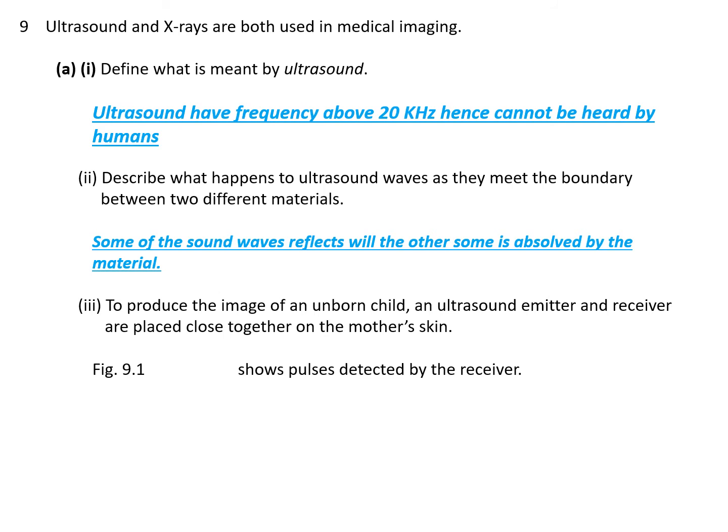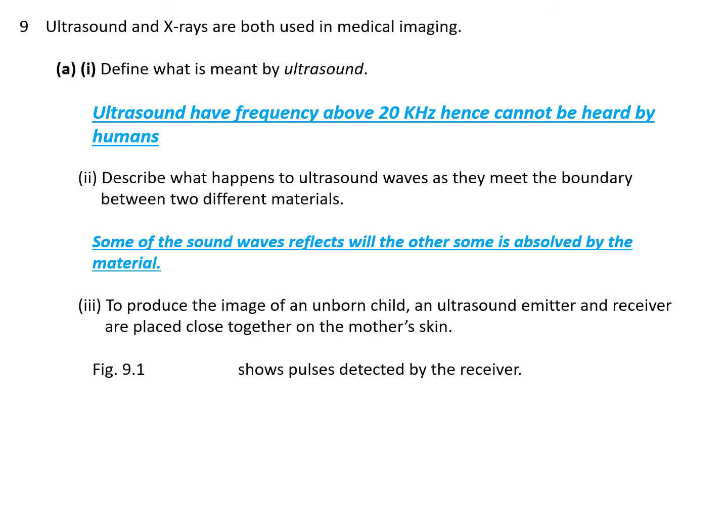Question 9. Ultrasound and X-rays are both used in medical imaging. Part A, part 1. Define what is meant by ultrasound. Ultrasound has a frequency above 20 kHz, or 20,000 Hz, hence cannot be heard by humans. Part 2. Describe what happens to ultrasound waves as they meet the boundary between two different materials. Answer: some of the sound waves reflect while some is absorbed by the material.